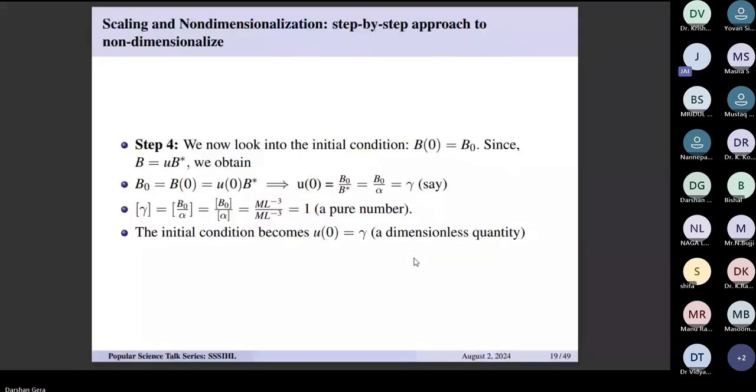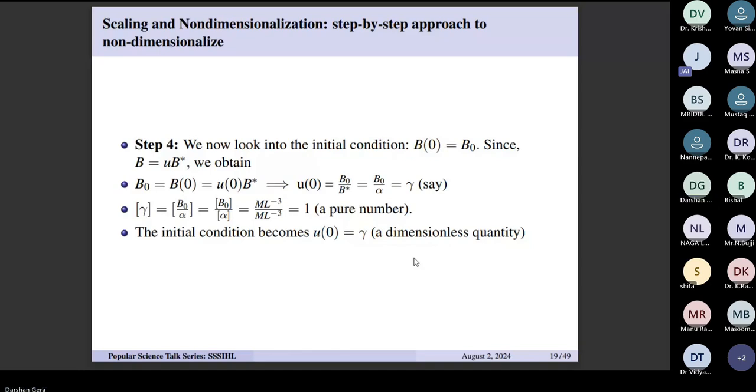So what about the initial condition? You have B(0) equal to B0. You recall B was U times B star. So B0 will be B at 0, so U0 times B star. So U0 will be B0 upon B star. But B star you have defined as alpha. So U0 is B0 by alpha. This I call gamma.